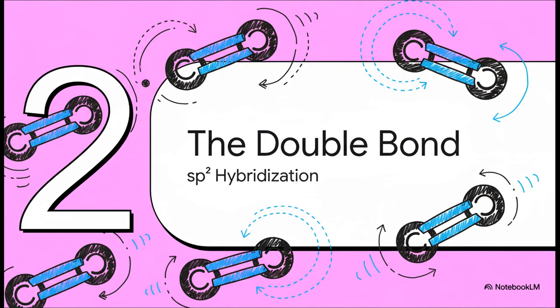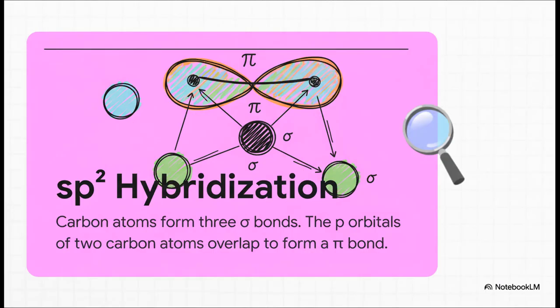So that was single bonds. But what happens when carbon gets a bit more ambitious and decides to form a double bond between 2 atoms? Things get flatter. This setup is called sp2 hybridization. The carbon still forms 3 of those really strong direct sigma bonds, our rivets, but it also creates a new second kind of connection between 2 of the carbons. It's called a pi bond.